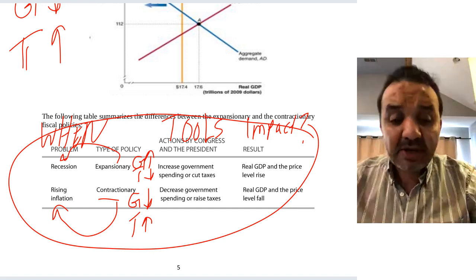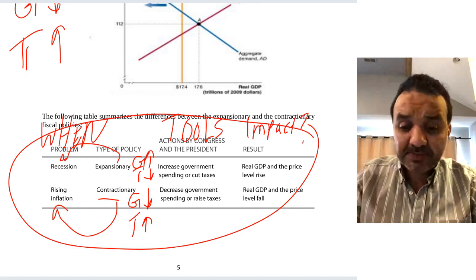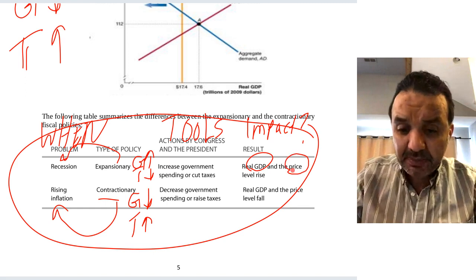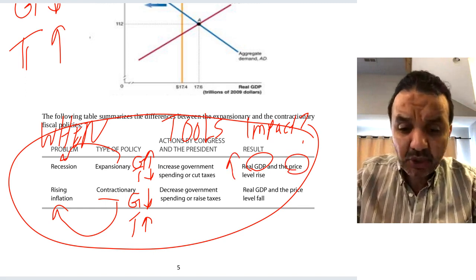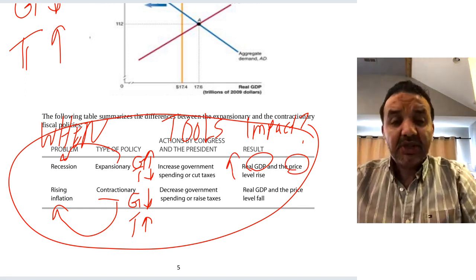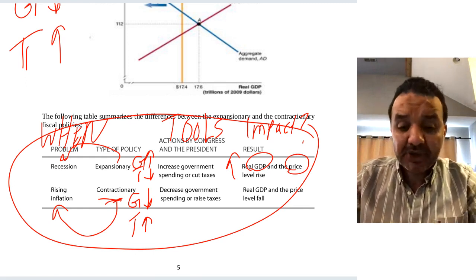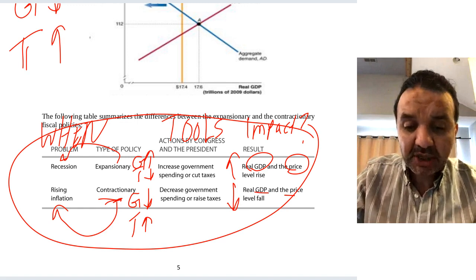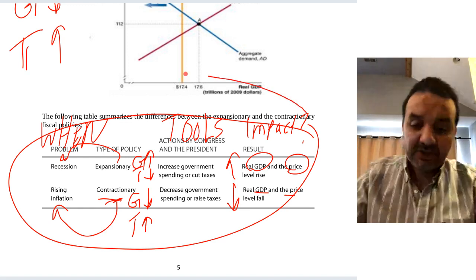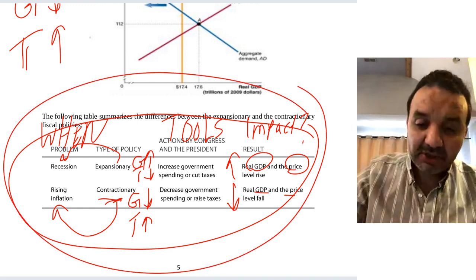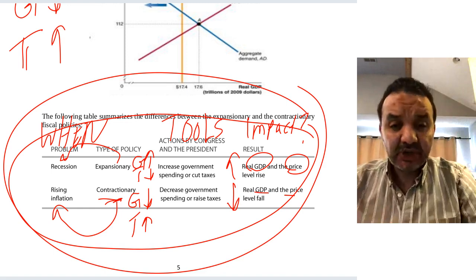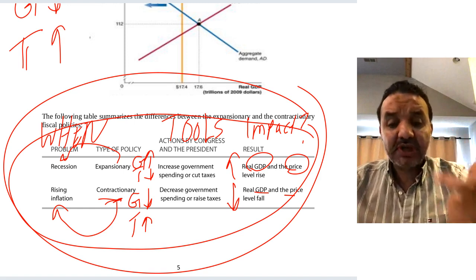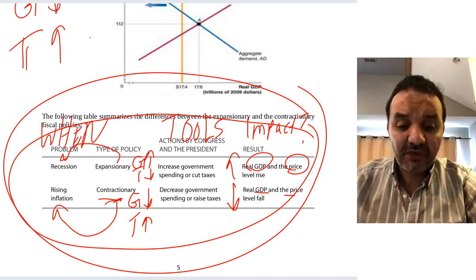The impact of expansionary fiscal policy, as we saw in the previous slide, is that GDP and price will increase. The impact of contractionary fiscal policy is that GDP and price will fall. So that's why I like this table. It summarizes everything I said in this video. So again, you have to understand when, what the tools are, and what the impact will be of each of these two different types of policies.